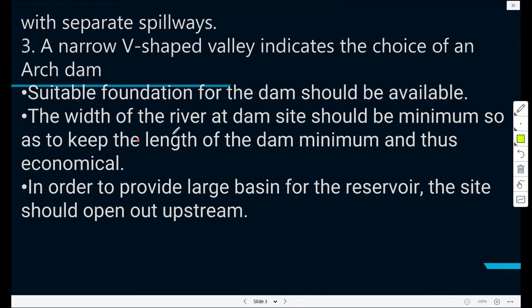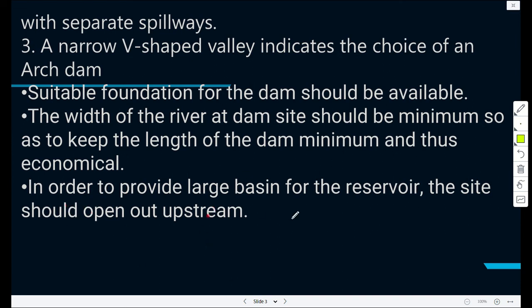The width of the dam should be minimum, so as to keep the length of the dam minimum, which is economical. We are still talking about the influence of the dam on the surrounding area. If people are living there, you want the width to be minimal, such that it doesn't affect other people around the dam.